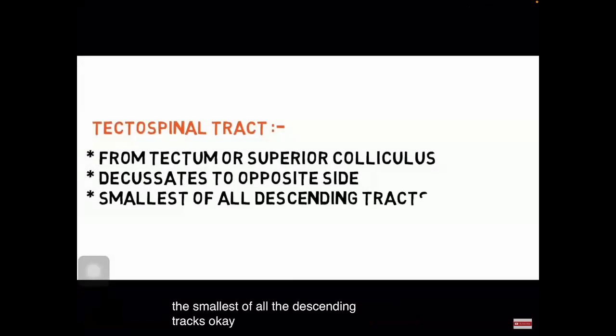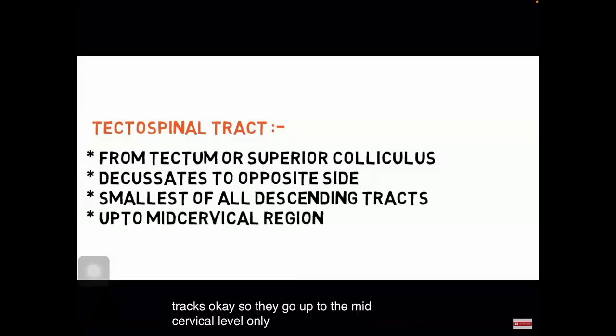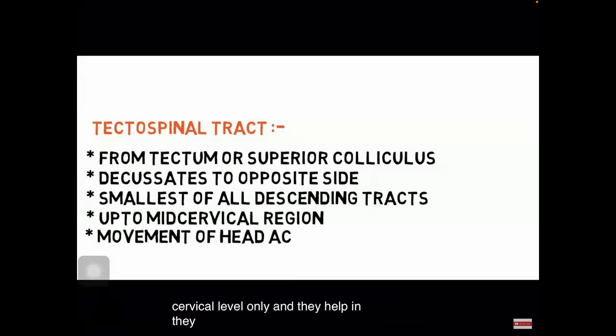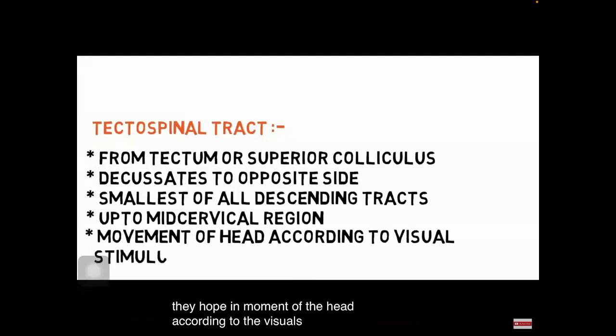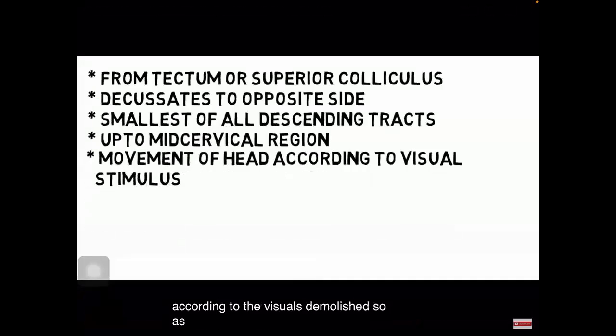They are the smallest of all the descending tracts. They go up to the mid-cervical level only, and they help in movement of the head according to visual stimulation. As I've told you earlier, the superior colliculus is associated with vision. So when it gets the visual input from the eyes, it will help in the movement of the head accordingly and in the maintenance of head posture.